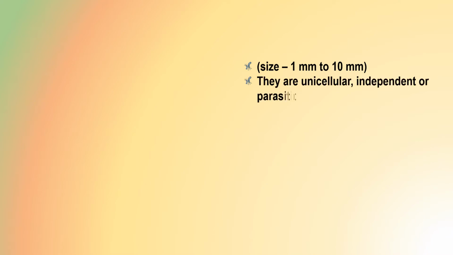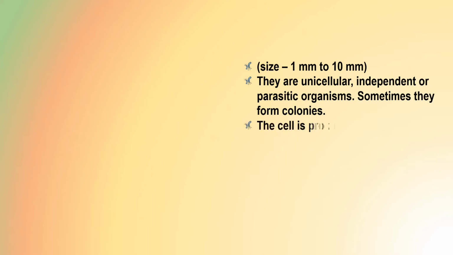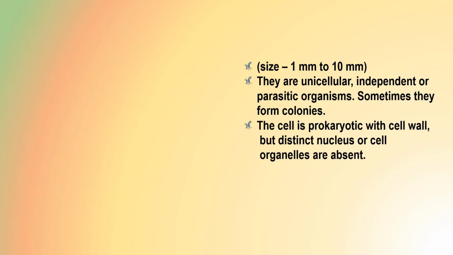The first microorganism that we are going to learn about is small. Its size is 1 millimeter to about 10 millimeters. They are unicellular, meaning made up of one cell. They are independent or parasitic. Parasitic means they live in a host and take food from a host. Sometimes they have huge numbers and form colonies. They have prokaryotic cell with cell wall, but nucleus or cell organelles are absent. They reproduce by simple binary fission, that means breaking up into two.